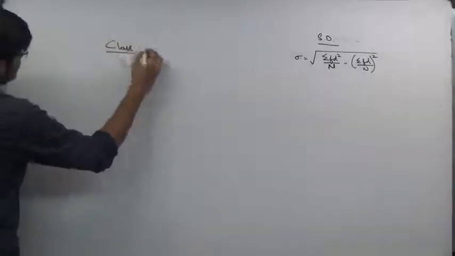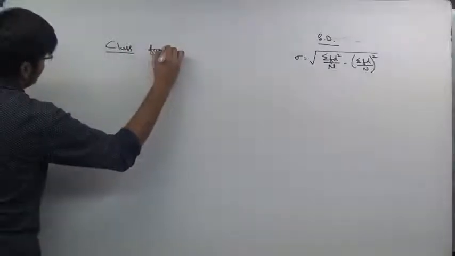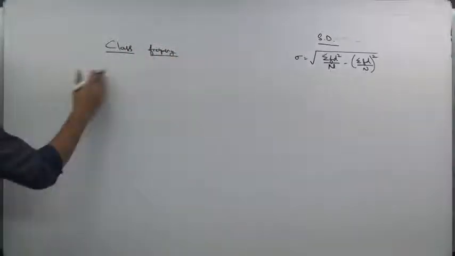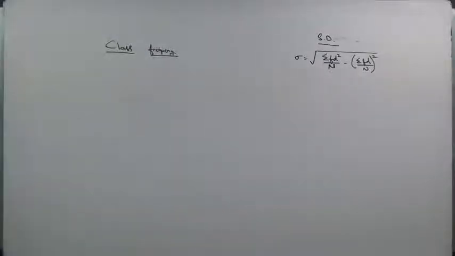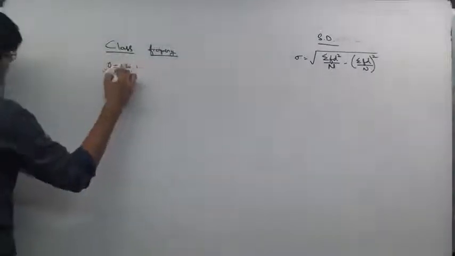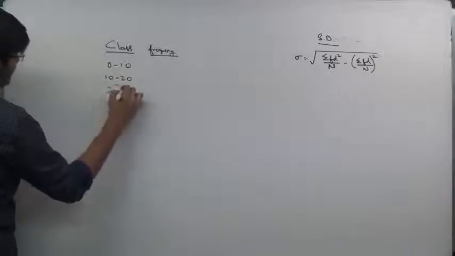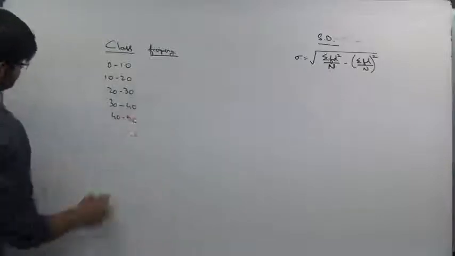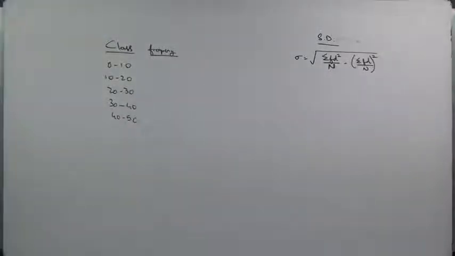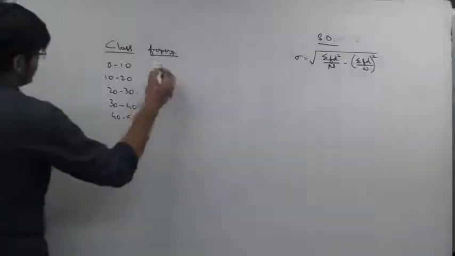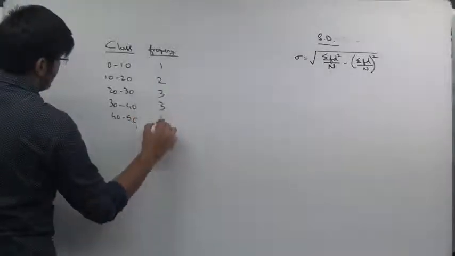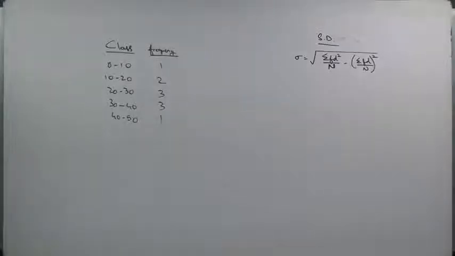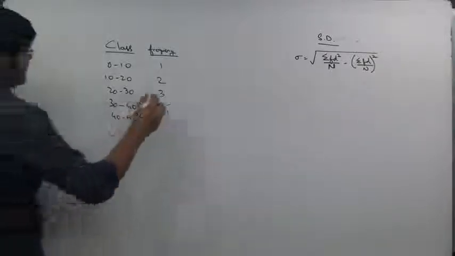Class, frequency. These two are usually given. 0 to 10, 10 to 20. I'll take just random numbers. Fine. This sum is not a reference from any book, so it's just made up.